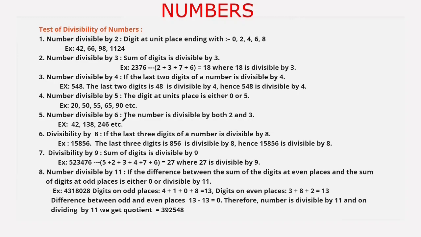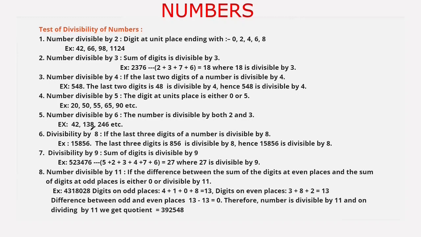Number divisible by 6. If the number is divisible by both 2 and 3, then the number is divisible by 6. Or in other words, for all even numbers, if the sum of the digits of that number is divisible by 3, then the number is divisible by 6. The example for it is 42. The sum of the digits is 6, which is divisible by 3. Hence, this number is divisible by 6.